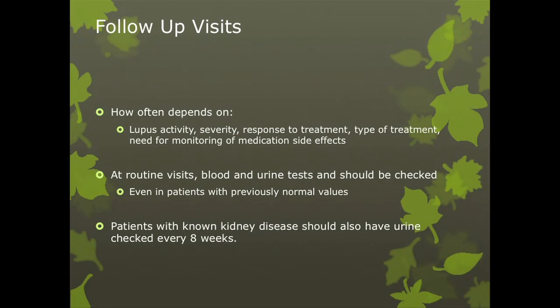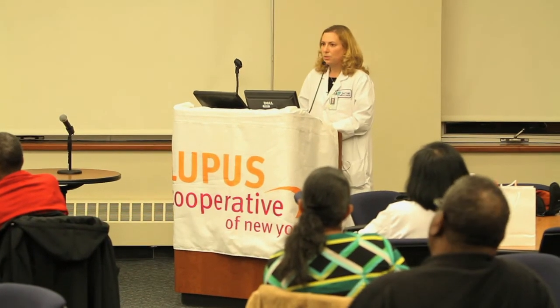So for follow-up visits, how often you need to see your physician really depends on lupus activity, severity, on your response to treatment, the types of treatment, and also how often you need to be monitored for side effects from your medications. At routine visits, and we do this for all of our patients, blood and urine needs to be checked, even in patients who were previously normal. We also, even in patients who have strictly cutaneous lupus, for example, discoid lupus patients who don't have any current systemic issues, routinely check their blood and urine, I would say 2 to 3 times a year, just to make sure that there's nothing brewing, because they can eventually develop systemic lupus.